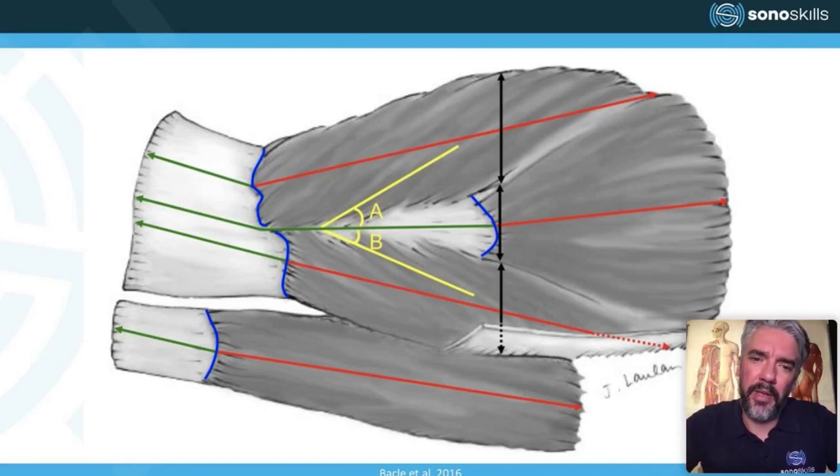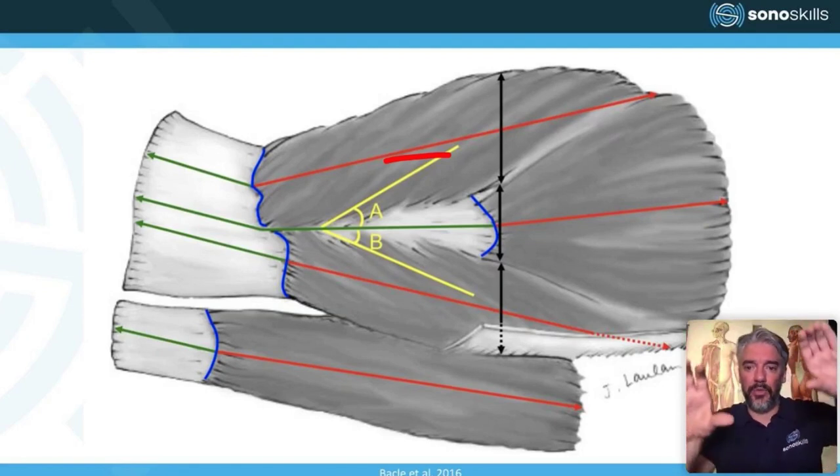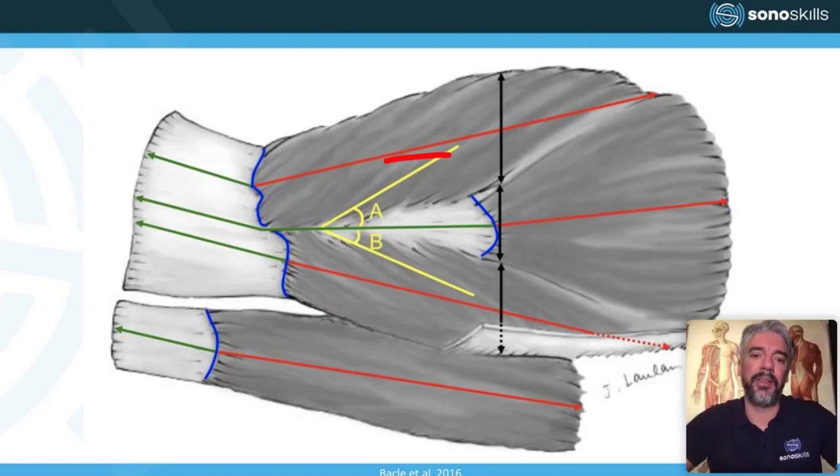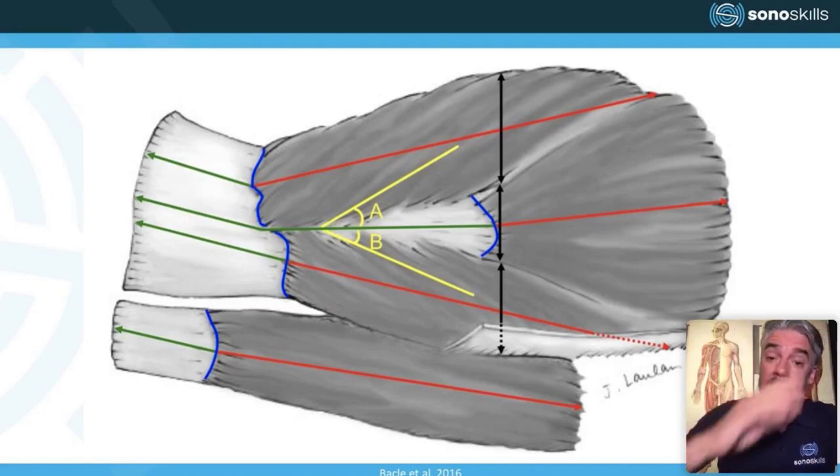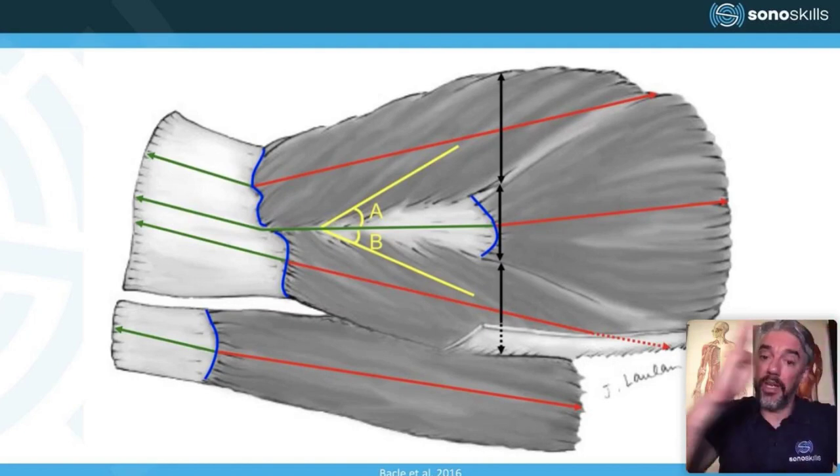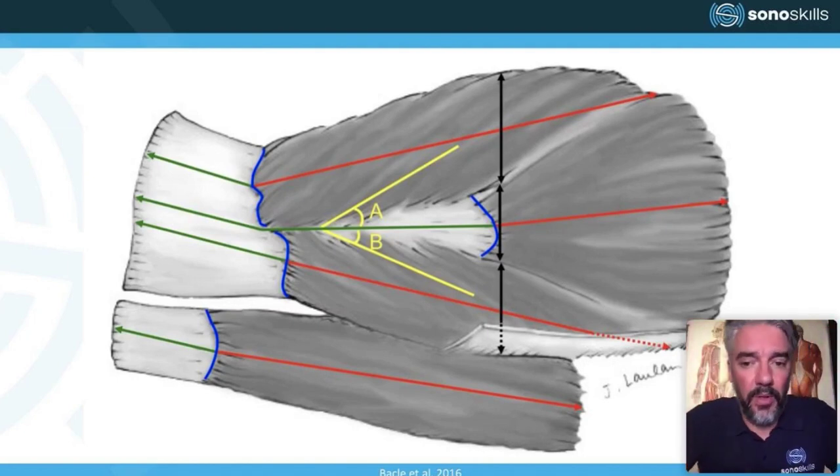The upper part is mainly transverse, straight. It's not so well depicted in this case because you have to tilt the image a little bit. And the lower is more oblique. So when screening or scanning the infraspinatus, respect these fiber orientations.